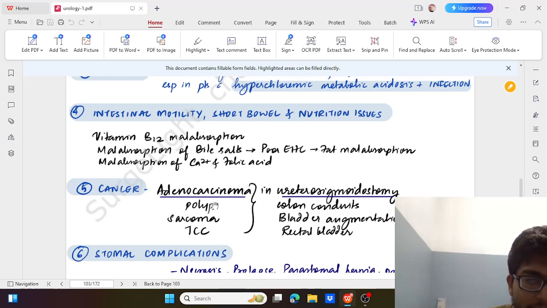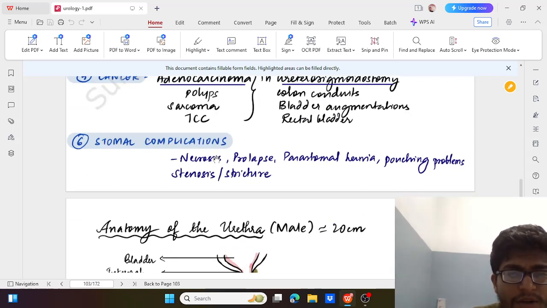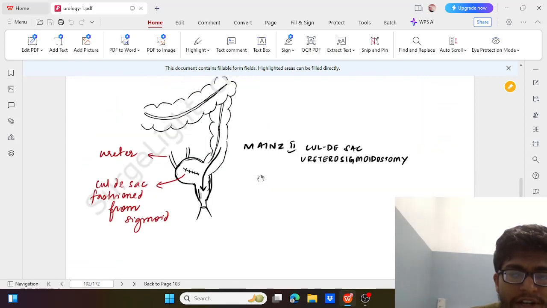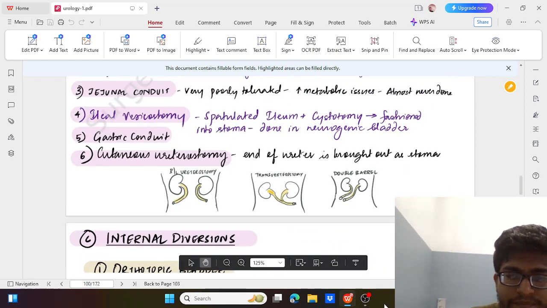In cancer, adenocarcinoma, polyp, sarcoma, and TCC can occur in ureterosigmoidostomy, colon conduit, bladder augmentation, and rectal bladder. And lastly is the stomal complication, which could be necrosis, prolapse, hernia, pouching problems, and stenosis or stricture. So this was all about urinary diversion types and their complications.